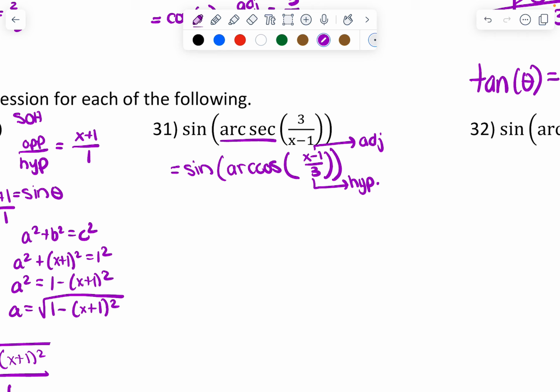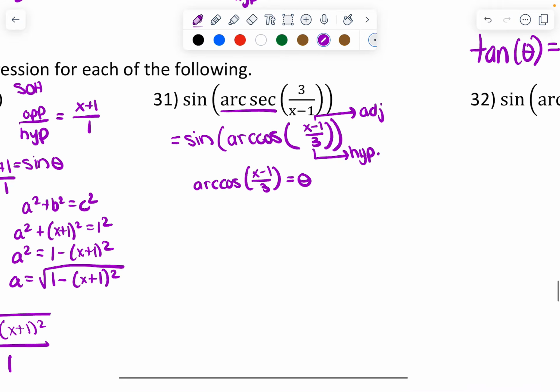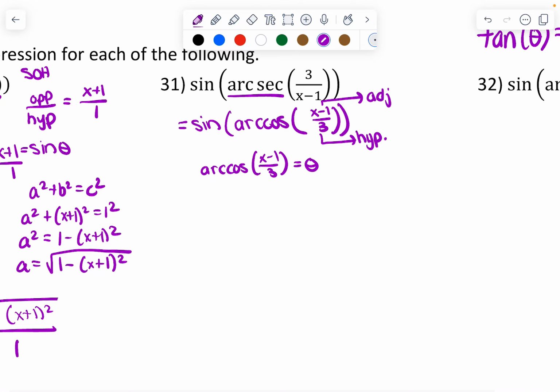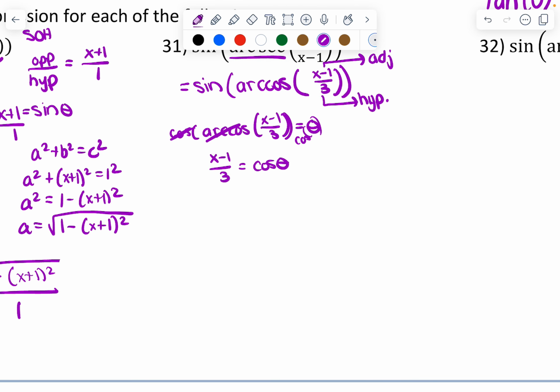All right, so if we take arc cosine, and this intermediate step isn't always necessary, but it does help as a reminder that the output for inverse trig is an angle. Now, if we take cosine of both sides, these two cosines cancel out, cosine and arc cosine. So we have x minus 1 divided by 3 is equal to cosine theta, which is how we can construct our triangle. So it's algebraic, so it's going to be in quadrant 1.